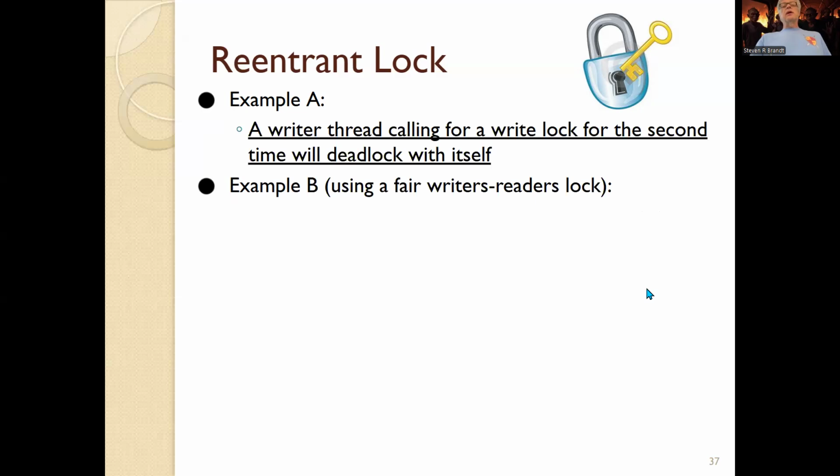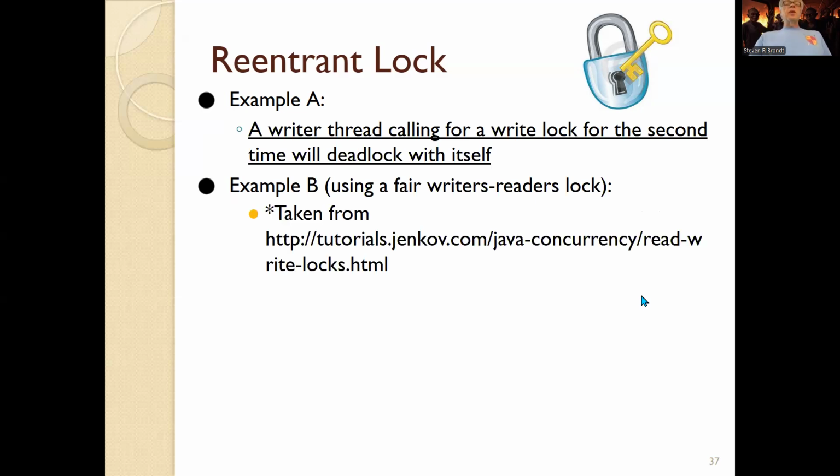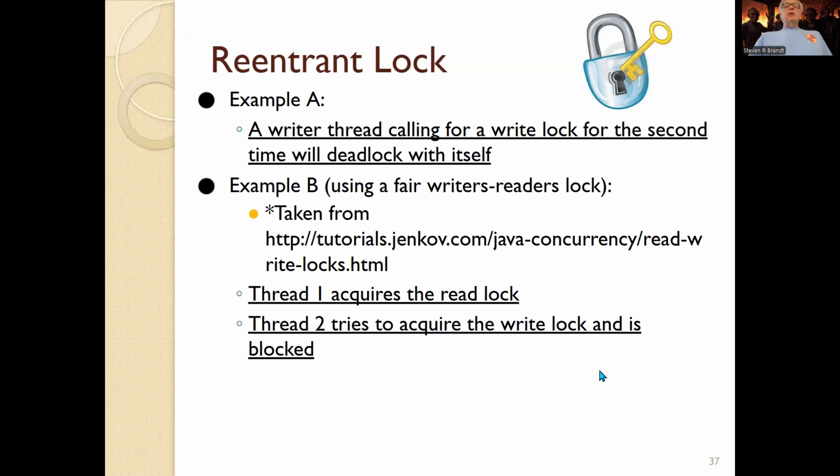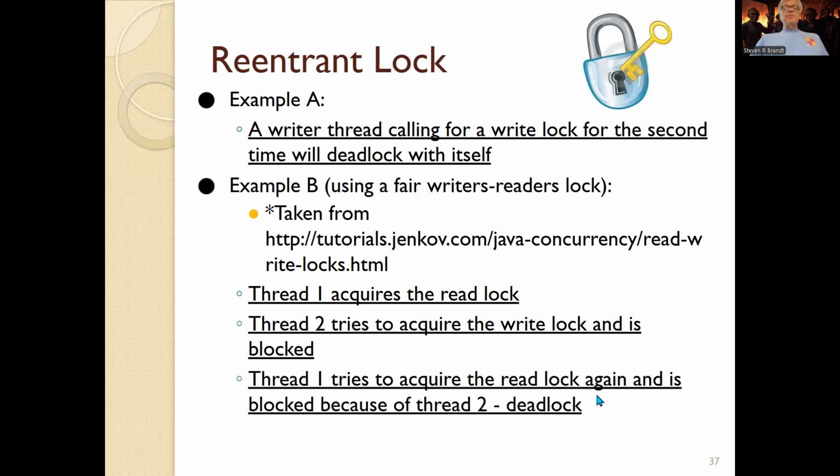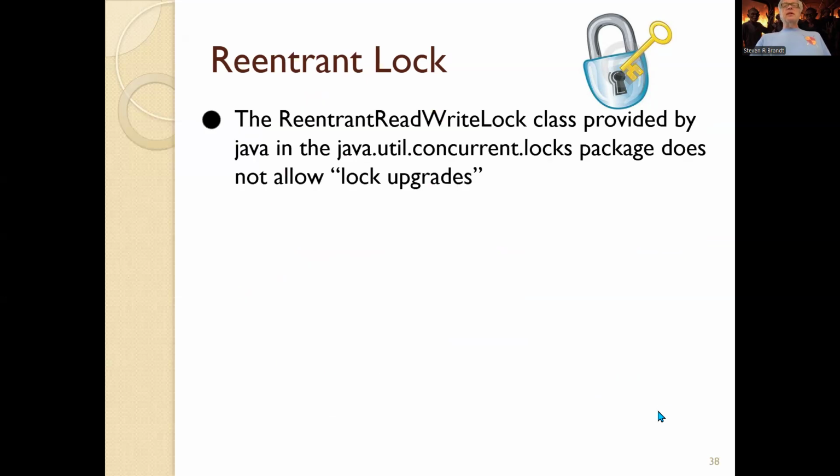And another example would be using a fair writer's readers lock. Okay, so thread one acquires a lock. Thread two tries to acquire the write lock and is blocked. Thread one tries to acquire the read lock again and is blocked because of thread two, and that's a deadlock. So these are kind of motivating examples for reentrant locks.